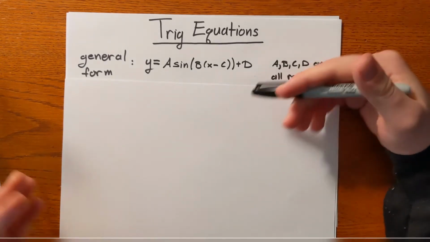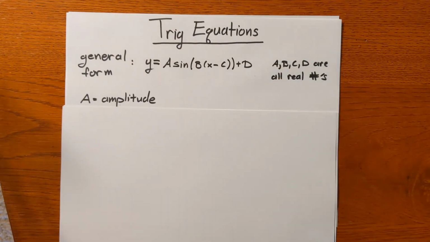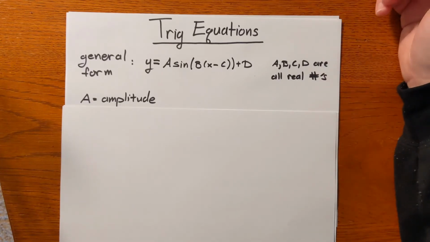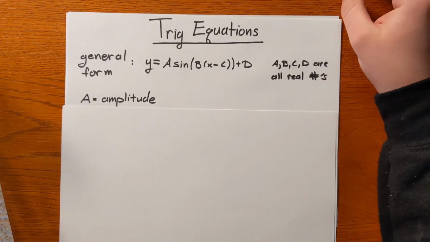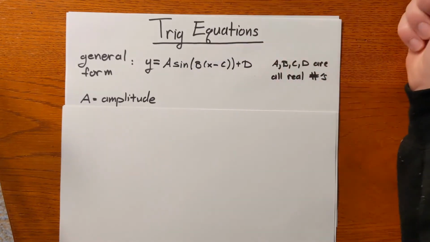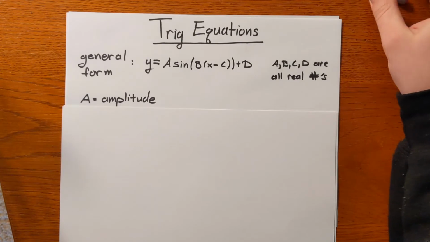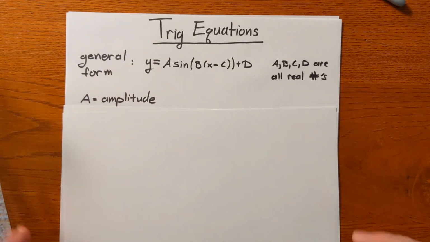Okay, so let's go over what each of these things means. So a is called the amplitude. A is pretty straightforward. It's just how tall the waves are when you graph sine. Also, I'm using sine here. We could also be using cosine. It's the same thing. Okay, but amplitude's pretty simple, and we'll have some examples of what each of these things do to a graph in a minute.